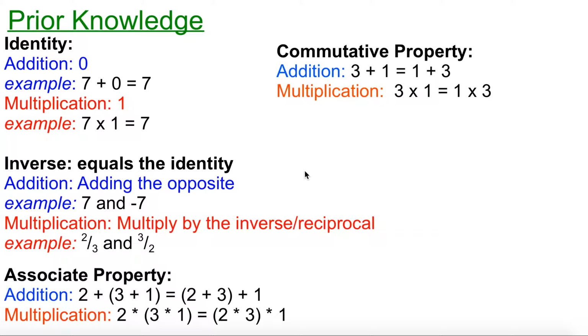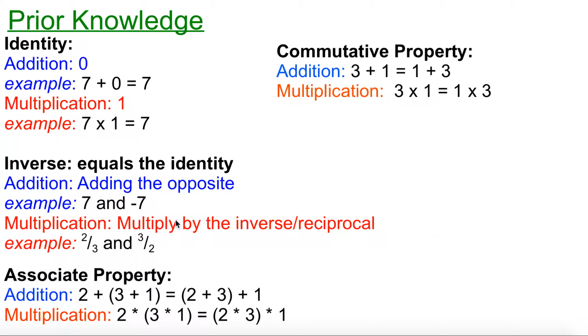number. Anything times the identity will also give us the same number. And the identity is 1, so anything times 1 will always give us our same answer. For the inverse, we always are trying to equal the identity. So for addition, we are adding the opposite. And so that will create our identity, which is 0, and create a 0 pair.